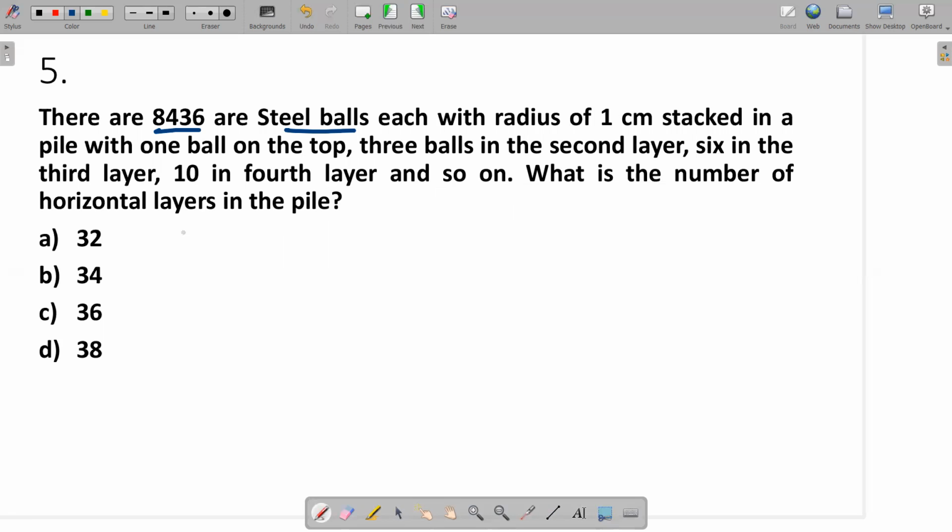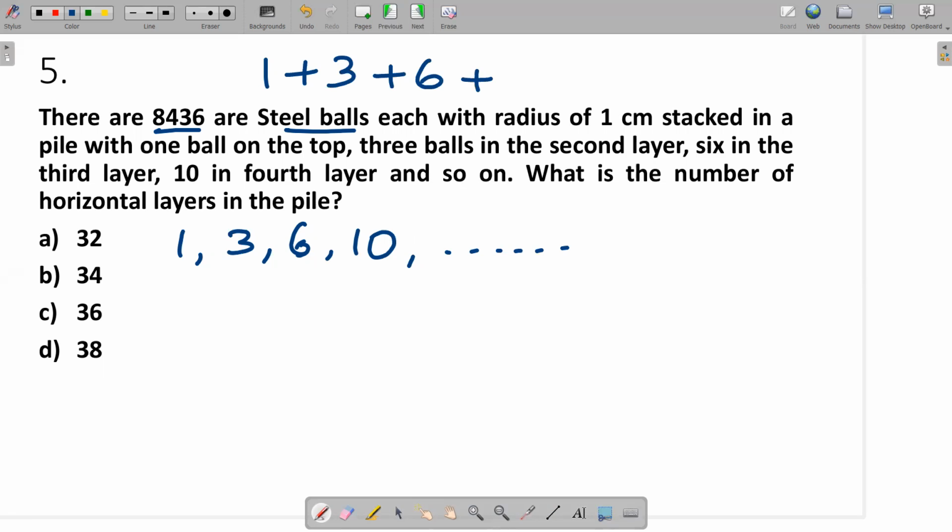So you can see that there is 1 ball on the top, 3 in the second layer, 6 in the third layer, 10 in the fourth layer, and this continues. Now, if you add all these, 1 plus 3 plus 6 plus 10 plus so on up to the nth layer under consideration, this total will come to 8,436, because you are considering a total of 8,436 steel balls in this particular question.